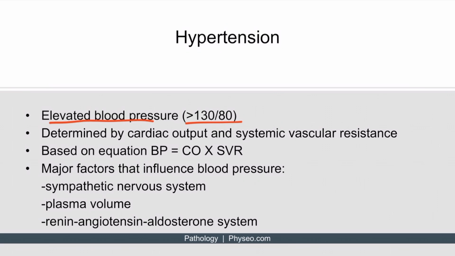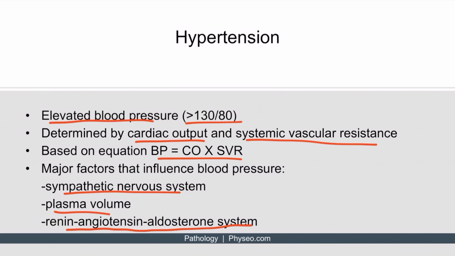Blood pressure is determined by cardiac output and systemic vascular resistance. This is based on the equation blood pressure equals cardiac output times systemic vascular resistance. We talked about this in more detail in our physiology section. Many factors influence blood pressure, but there are three major ones that you should be familiar with for step one. These include the sympathetic nervous system, plasma volume, and the renin-angiotensin-aldosterone system.